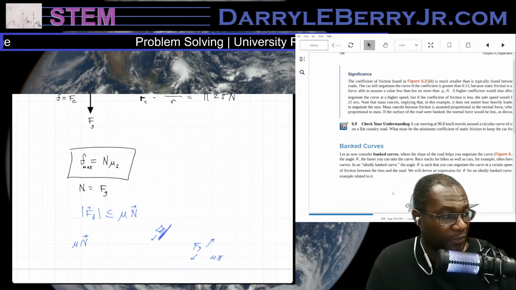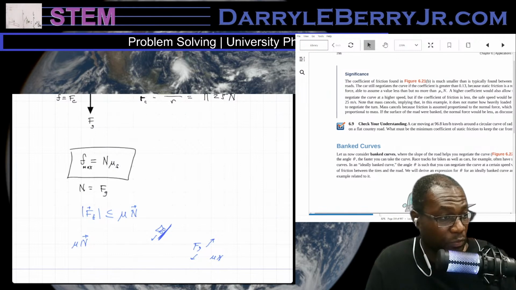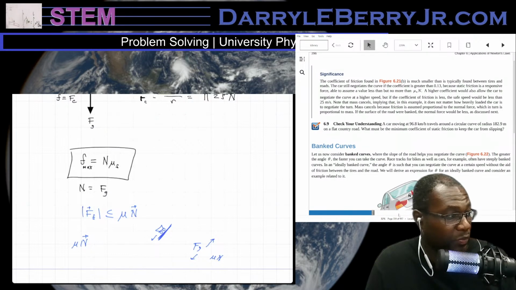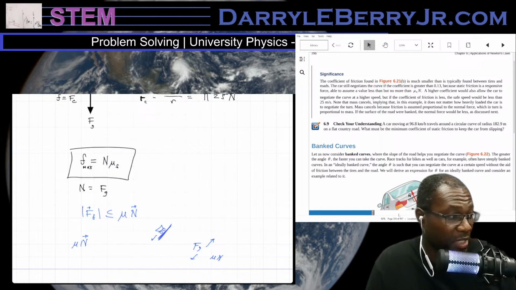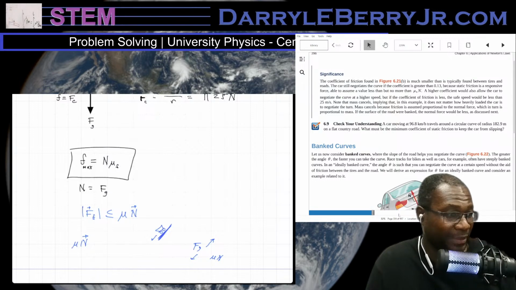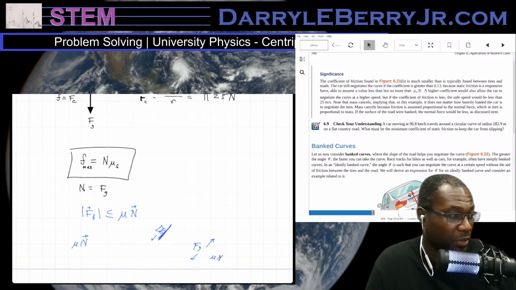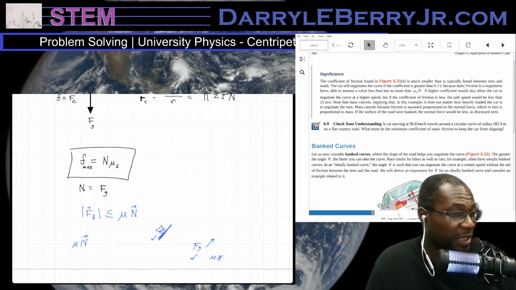Significance. The coefficient of friction found in figure 6.21 is much smaller than is typically found between tires and roads. The car still negotiates the curve if the coefficient is greater than 0.13 because static friction is a response force able to assume a value less but no more than mu s, which I defined earlier. A higher coefficient would also allow the car to negotiate the curve at a higher speed, but if the coefficient of friction is less, the safe speed will be less than 25 meters per second.